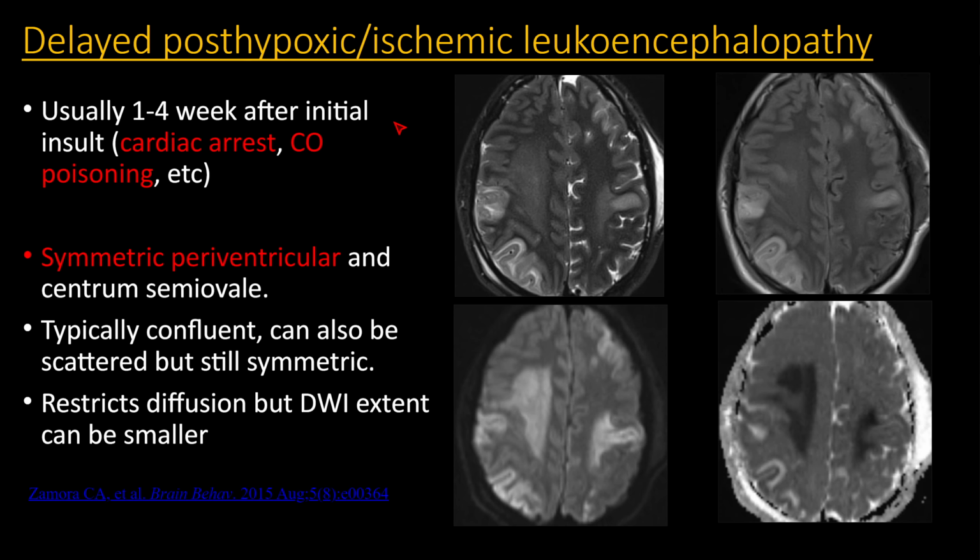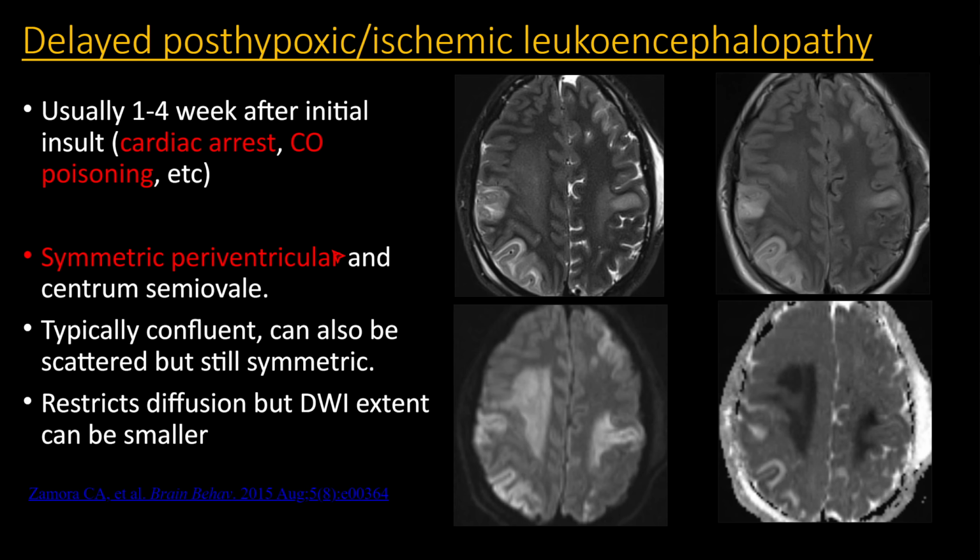So here's what that delayed post-hypoxic ischemic leukoencephalopathy can look like. Basically, you'll have an initial insult that's hypoxic or ischemic. It could be anything from cardiac arrest, carbon monoxide poisoning, etc. Anything that's a hypoxic or ischemic insult. And then one to four weeks after that initial event, you develop these very symmetric periventricular and deep white matter hyperintensities. They tend to be confluent, but can also be scattered, but they'll be pretty symmetric because this is going to be a systemic type of problem. And they tend to restrict diffusion, but the extent of the DWI abnormality could be smaller than the T2 and FLAIR hyperintensity.